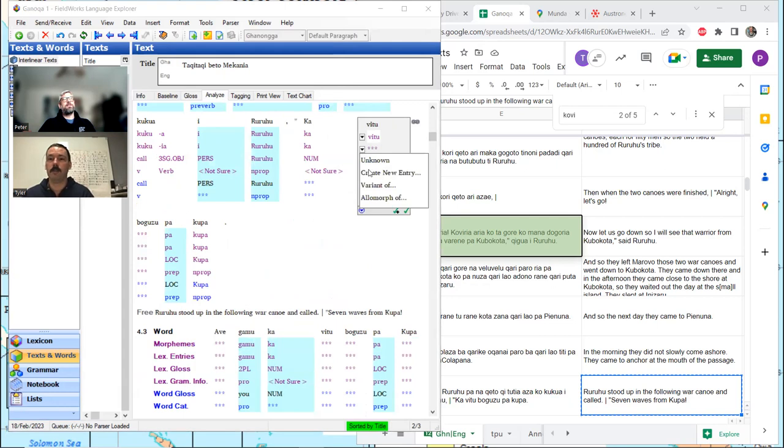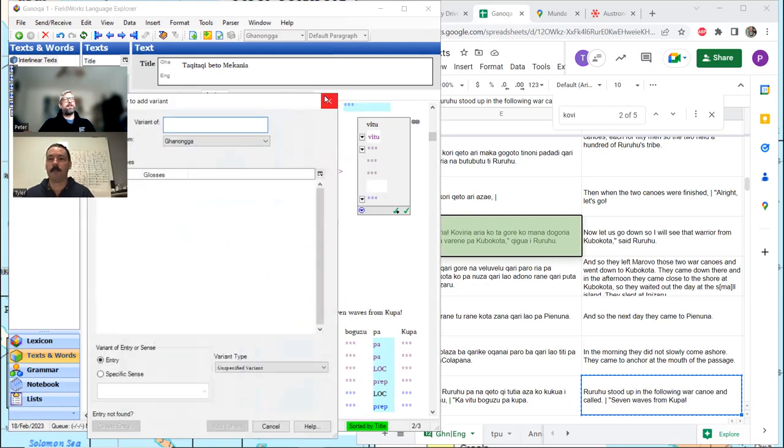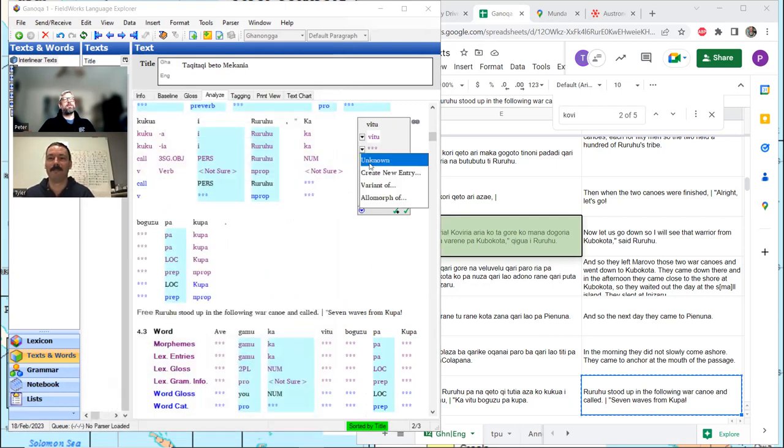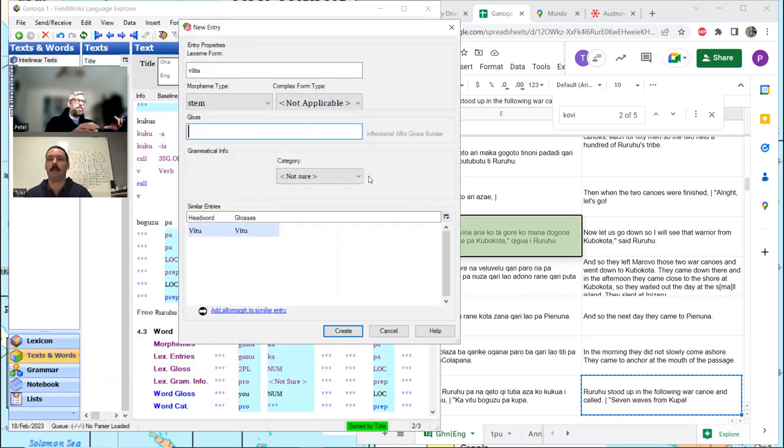Kanuka. Seven. We got it. Not a variant, just a weird click. Misclick. And we have V2 as a place. Tribe name, yeah. Either, yeah, probably a place also.